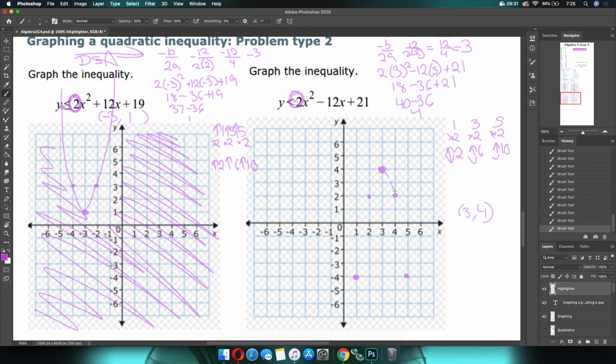This one's going to be dotted. And then it is less than, so we're shading below.